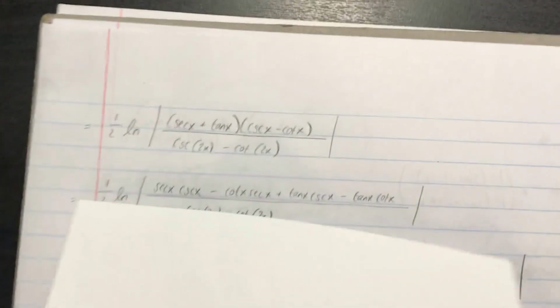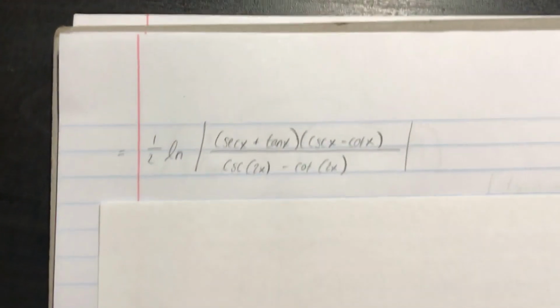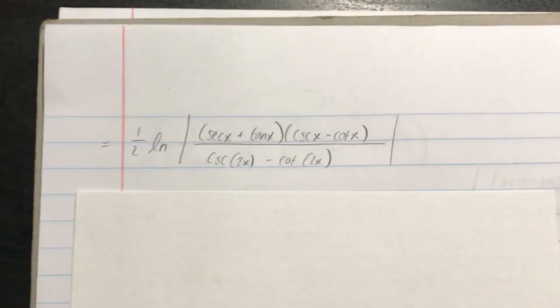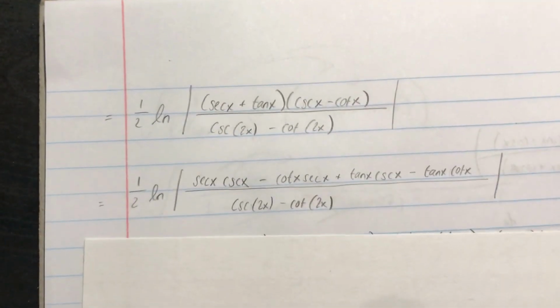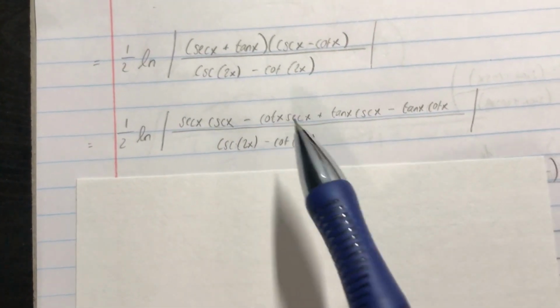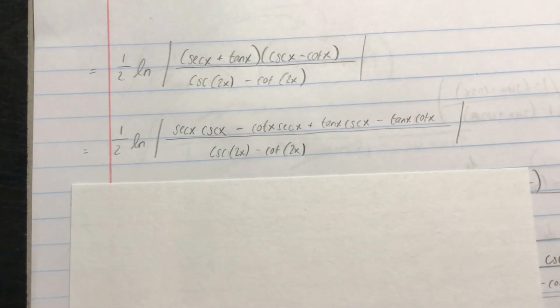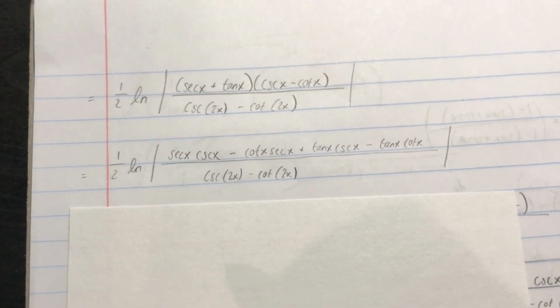Now, this is the type of problem that you can spend quite a bit of time simplifying, and it's not always super clear when you're done with the problem, but a good rule of thumb is to just do as much as you can to keep the inside of the ln as simple as possible. And what we're going to do is expand these using the FOIL method in the numerator. And what we're left with is 1/2 times the ln of secant x cosecant x minus cotangent x secant x plus tangent x cosecant x minus tangent x cotangent x, over cosecant of 2x minus cotangent of 2x.